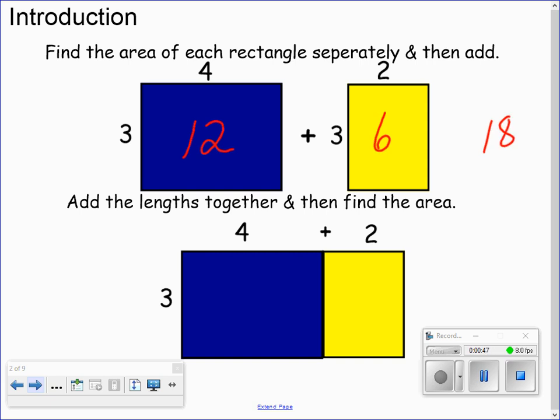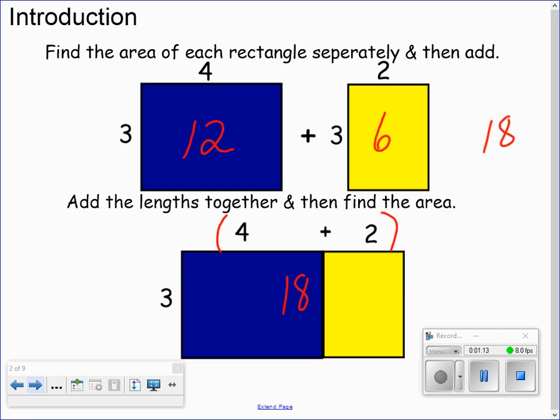Another way that you could find the area would be to combine the 4 and the 2, so putting them together first. So 4 plus 2 would be 6, and 6 times 3 would give you 18. So this would give you an area of 18. What we would call these two things are equivalent expressions. This is essentially the distributive property.